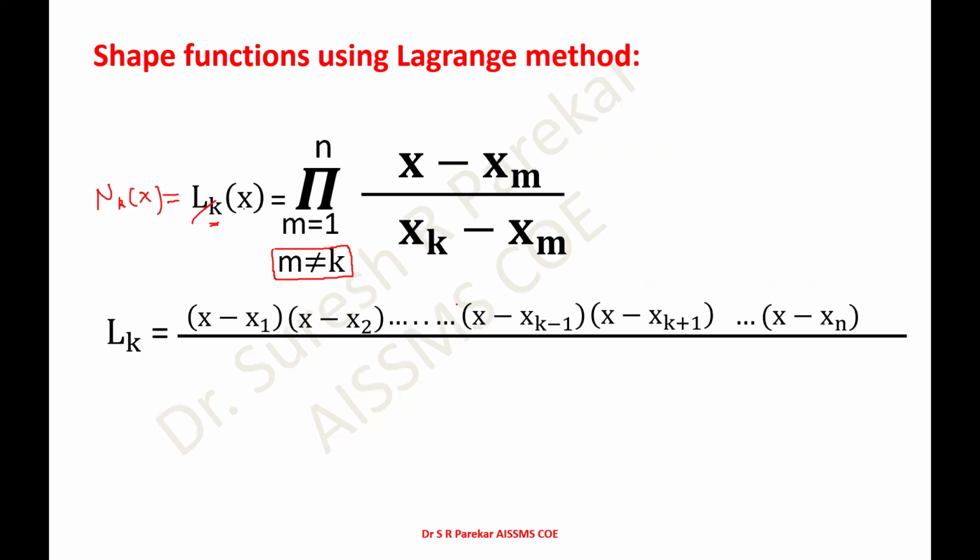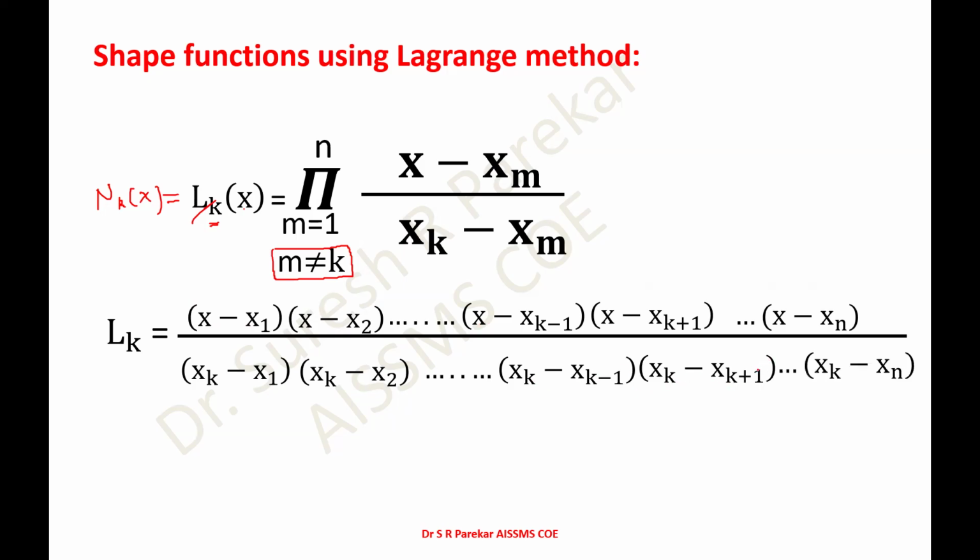xn. Similarly, we have the same terms below, the only change being xk minus. That means we have first term xk minus x1, then xk minus x2, then xk minus x(k minus 1), xk minus x(k plus 1), up to xk minus xn. It means in the numerator we have the first term the same, which is x, and in the denominator x is replaced by xk, otherwise the terms are the same. And by using this we are going to find the shape function.